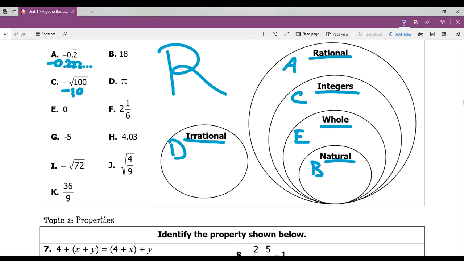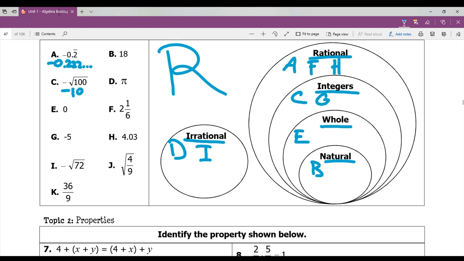2 1/6. Anytime you see a fraction, automatically think rational and then see if that reduces. That's not going to reduce, so we're going to leave it as a rational number. Negative 5 is going to be an integer because it's negative. 4.03. That's another rational number. Negative square root of 72. If you type that in your calculator, you're going to get some big nasty decimals. That's going to be an irrational number.